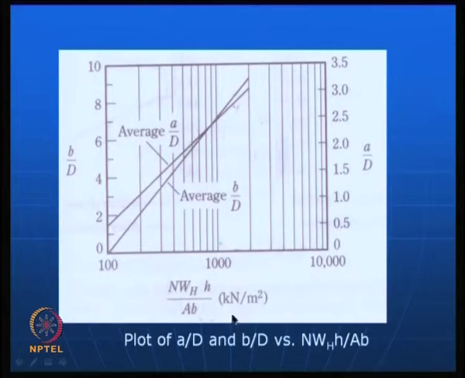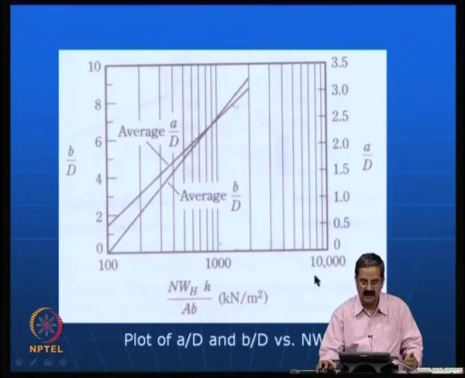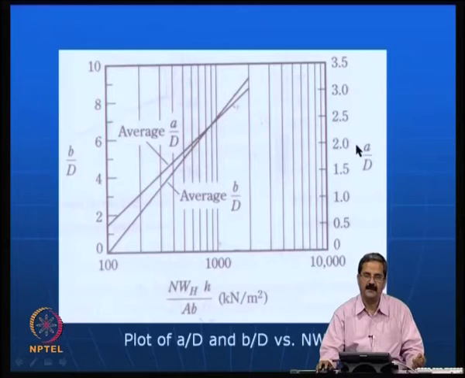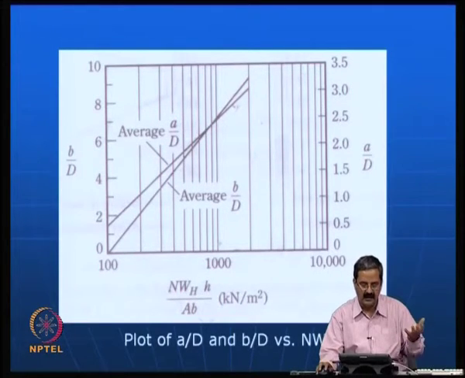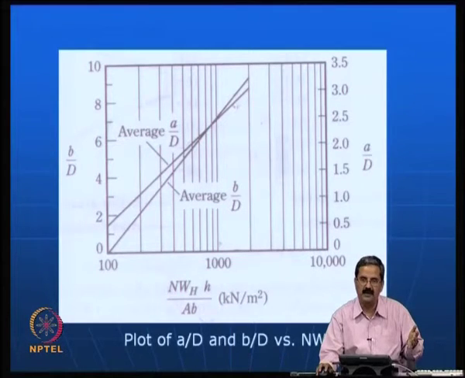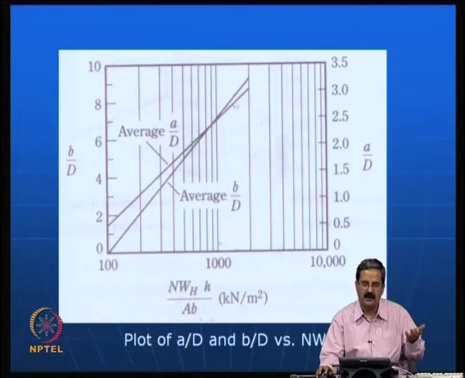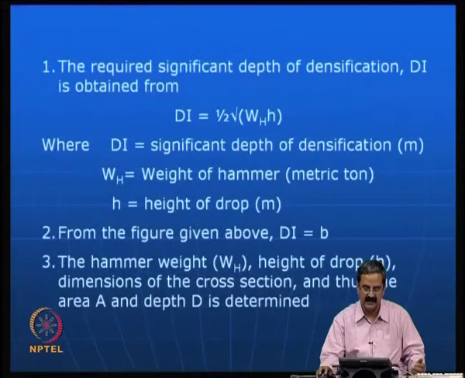Once you know this, you will be able to know the dimensions A and B. Given that you have this weight, say for example 10 ton or 15 ton, and you know the height of drop and its area of cross section, you must be able to design what should be the spacing, and of course we should also cater to the depth of improvement. So, we will see that in an example.